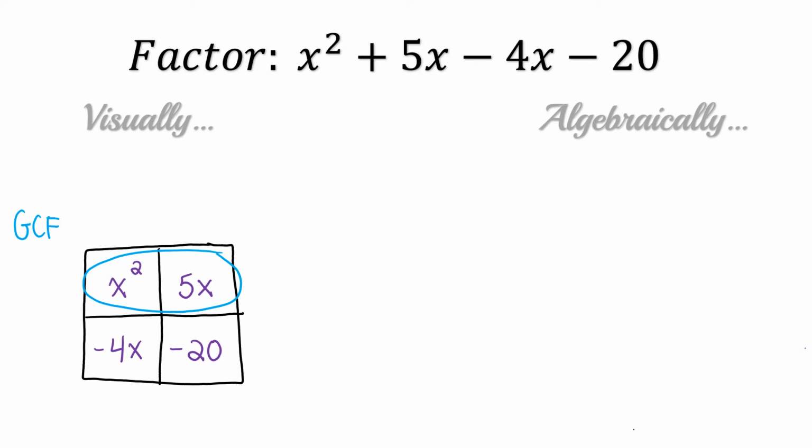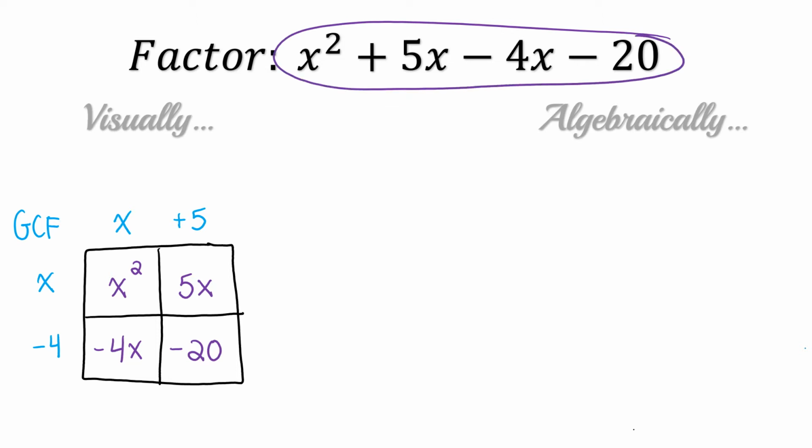The greatest common factor between x squared and 5x is x. The greatest common factor between negative 4x and negative 20 is negative 4. The greatest common factor between x squared and negative 4x is x. And the greatest common factor between 5x and 20 is positive 5. So when we factor this entire expression, we get the quantity of x minus 4 times the quantity of x plus 5.